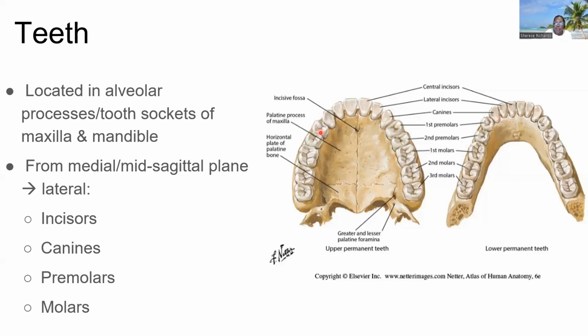Then we have the premolars. There are two groups of premolars, the first premolar and the second premolar, and then three groups of molars. So first molar, second molar, and third molar. So the molars are the ones that typically grow in a bit later in adult life. These are what we typically refer to as the wisdom teeth. The molars and premolars are more for grinding and crushing of food, whereas the incisors and canines are more for tearing and biting into food.